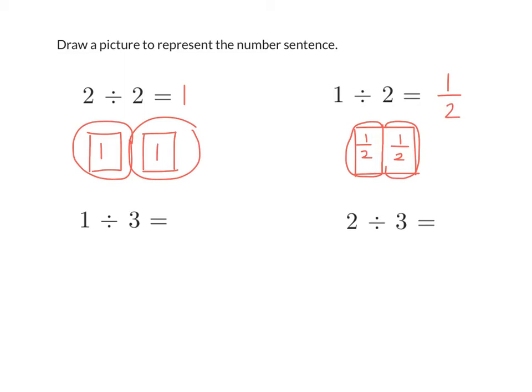Okay, good. Now, what about 1 divided by 3? What's my whole? 1. And I want to divide it into how many equal groups? 3. So I have to cut it into 3 parts, because here's one group, 2 groups, and 3 groups. This time, what's my quotient? How much is in each group? 1/3. Each of these groups has 1/3 of the whole. 1/3 is my quotient. By the way, is another way to write 1 2/2? Do you guys agree?